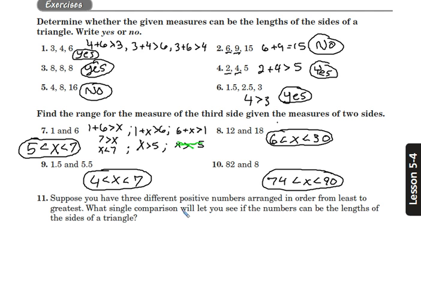Okay, now 11. Suppose you have three different positive numbers arranged in order from least to greatest. What's the single comparison that will let you see if the numbers can be the lengths of the sides of a triangle? I mentioned that up above for 1 through 6. All you have to do is find the sum of the lowest two numbers.